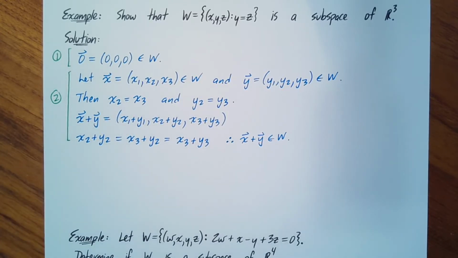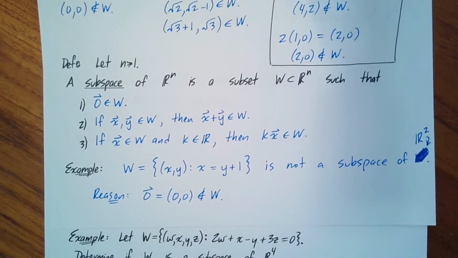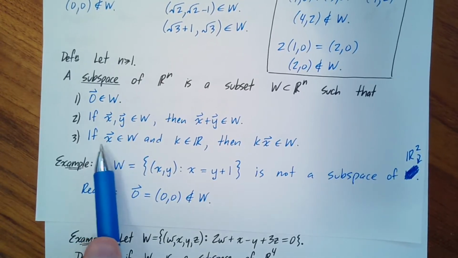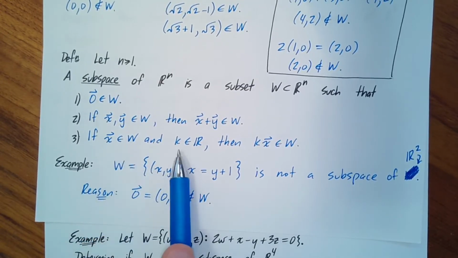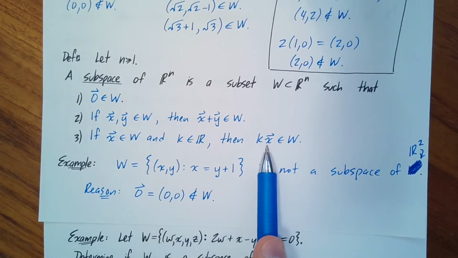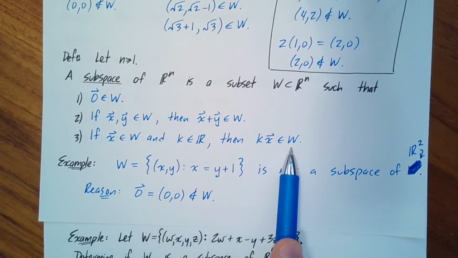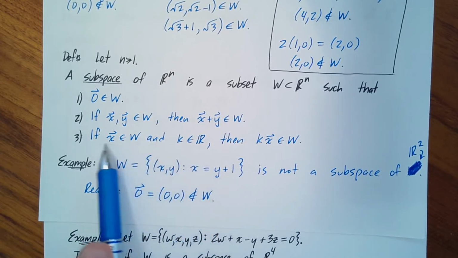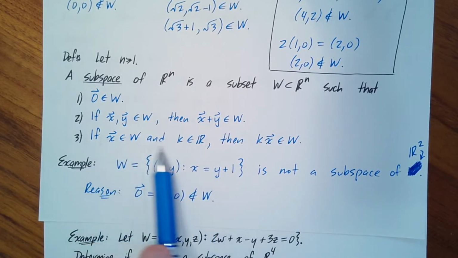So what's the third one again? Remind yourself, just look back at the definition. If you have any vector in W and any scalar k, then the scalar product of k times that vector has got to be in W as well. So our assumption is going to come from here. We're going to assume that we've got some vector in W and some scalar. So let's start with that.